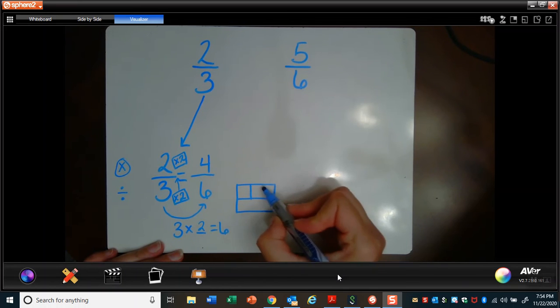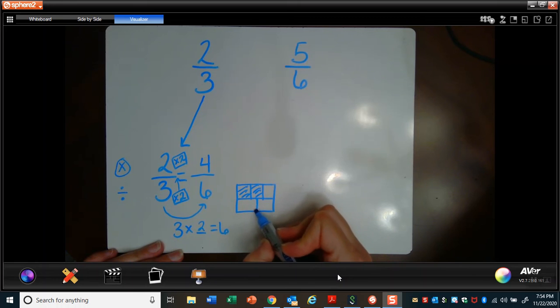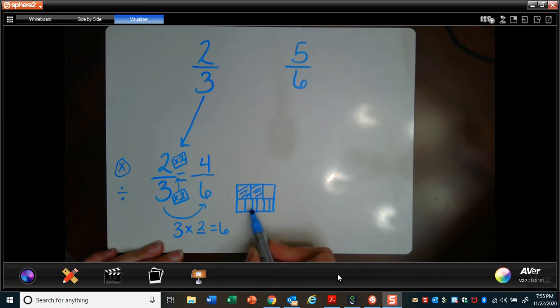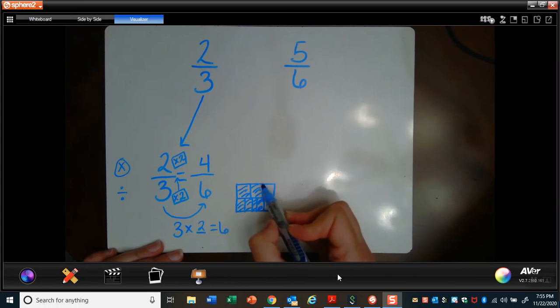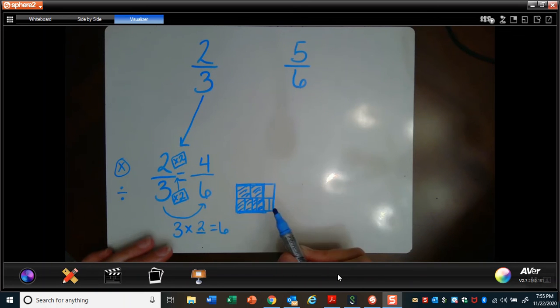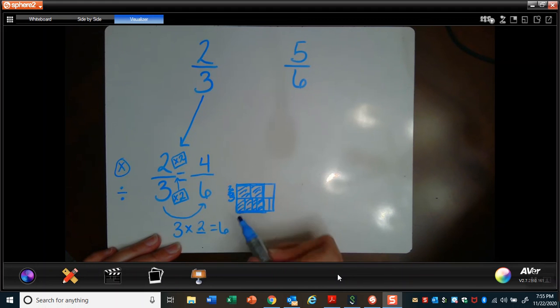So here's my 2/3. And then here is my 4/6. So I'm going to split it in half. I've got 1, 2, 3, 4. So that gives me 1, 2, 3, 4, 5, 6. And I'm going to show 4/6, 1, 2, 3, 4. And you can see that they both have the same amount. They're equivalent fractions, except this one has a denominator of 3. This one has a denominator of 6.